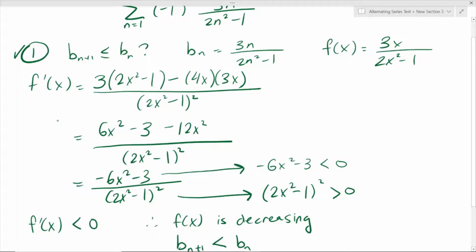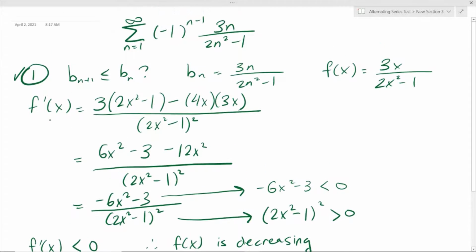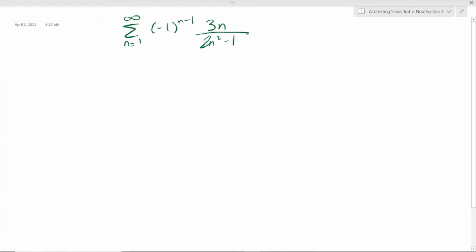Now it's time to move on to the second condition and see if that is true as well. So we checked our first condition. Now we're going to have to check that our second condition applies as well. So our second condition is we have to check the limit for bn, and see if it's equal to 0. Is this true? Well, let's find out.